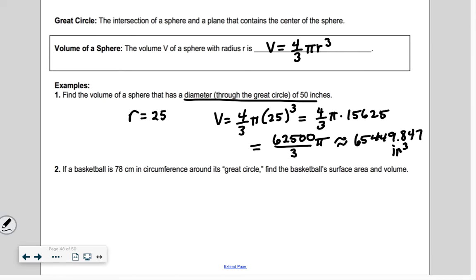All right, number 2. If a basketball is 78 centimeters in circumference around its great circle, so circumference is 78, find the basketball's surface area and volume. Okay, so the only thing that we need in the surface area and volume formula is R. How do I find R?